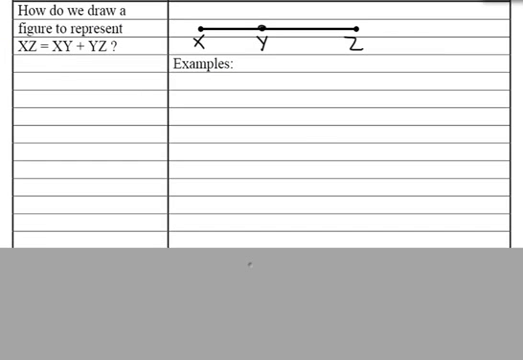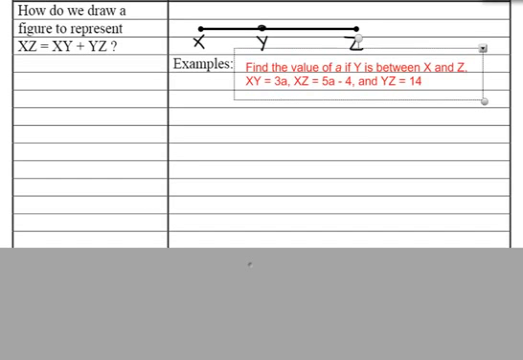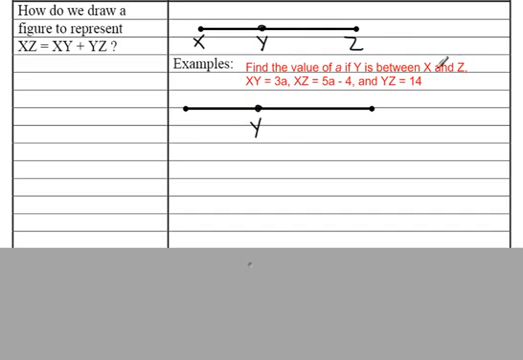So now let's look at an algebraic word problem. So I'd like for you to take a second, copy down this example, and we will work on it together in just a moment. Go ahead and pause the video and copy down this example. Okay, so we're going to find the value of a variable, if y is between x and z. So I know that I'm going to have a line segment where y is in between x and z.